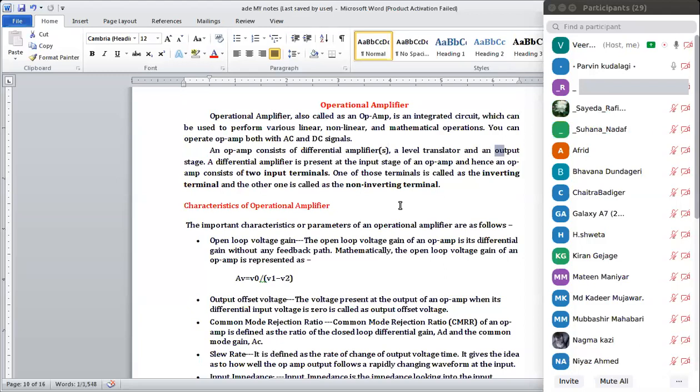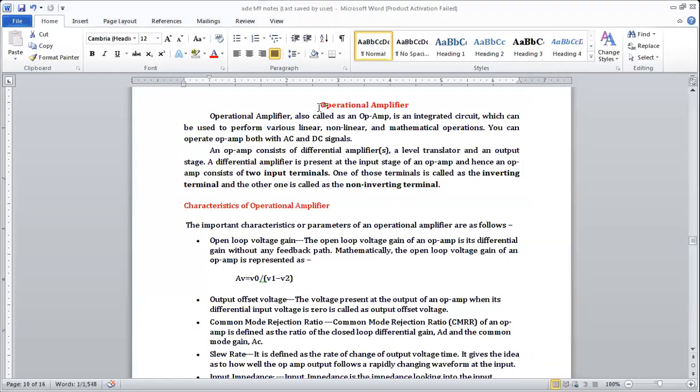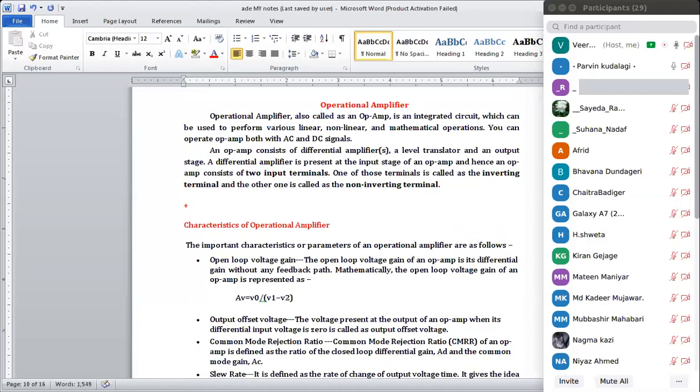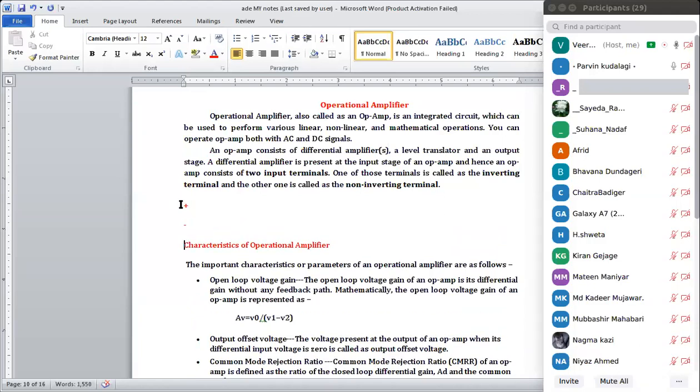Here, this operational amplifier has two inputs, and they are called the inverting terminal and the non-inverting terminal. In the symbol, we show them as plus and minus. They are pin number 2 and pin 3.